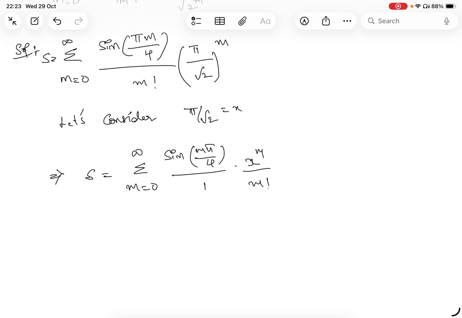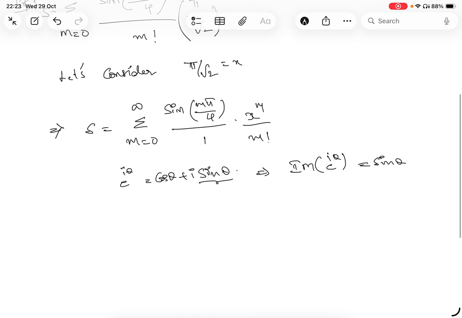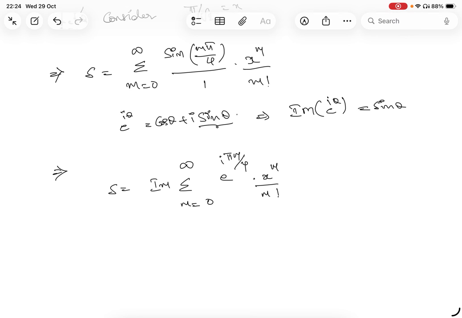right? As you know that e power i theta is cos theta plus i sin theta. If you want to get the sine part, you can just write the imaginary part of e power i theta is sin theta, right? Because we are doing it in exponential, because it simplifies the calculation. So s is the imaginary part of summation m equal to 0 to infinity e power i pi m by 4 into x power m by m factorial, right? Now let's simplify somewhat more.